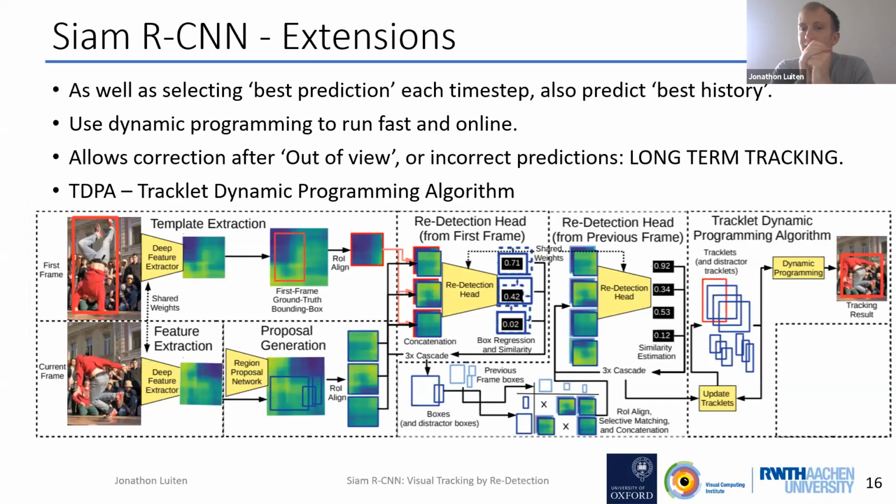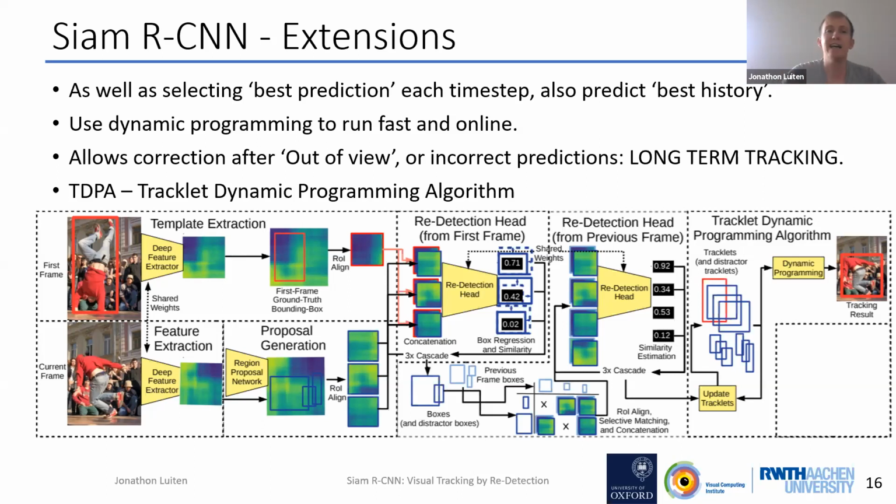And now it's getting even a bit more complicated, but it's okay. We call this the tracklet dynamic programming algorithm. So the idea is we have this history over the whole video where we have all of the pairwise terms between all of the proposals in each contiguous frame. And you want to use this history in order to select the best tracking result in the current frame.